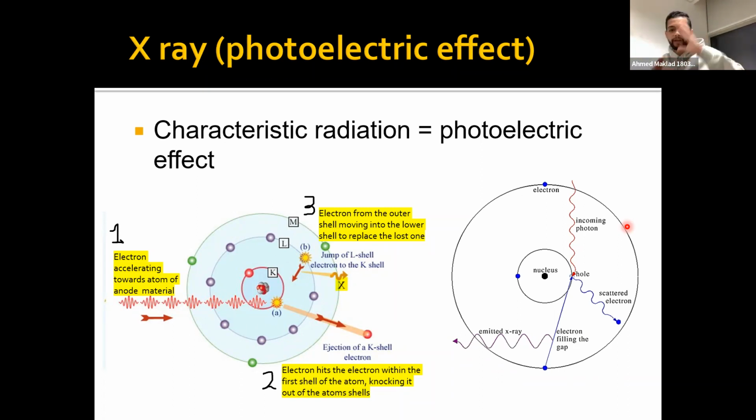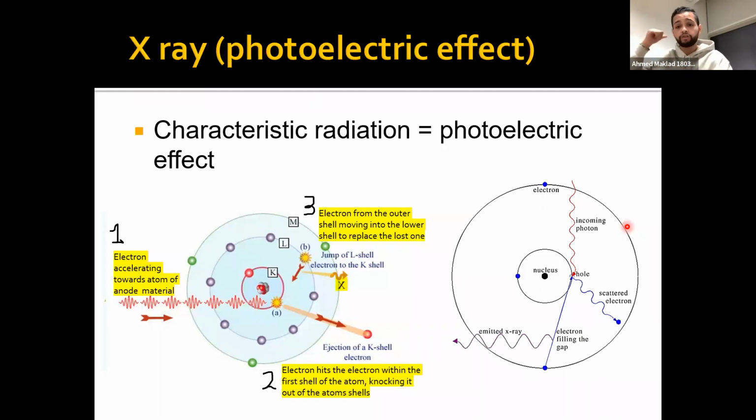All right. You have a cathode, you have an anode, right? Cathode will send an electron. This electron will interact with the anode, which is made out of tungsten. And it will give you two types of radiation, general and characteristic. Now, general is bad, harmful. Characteristic is good, gives you good image.